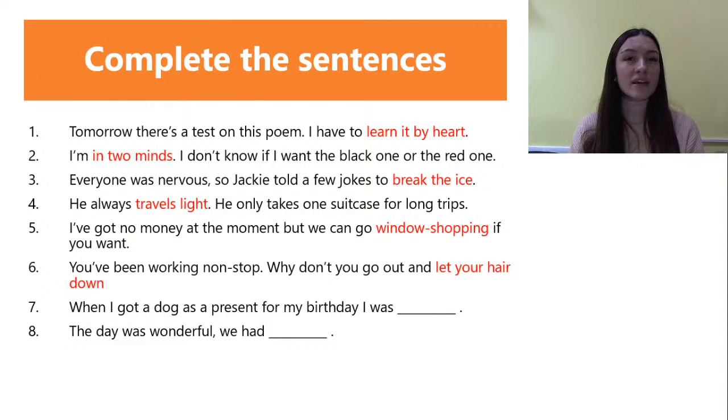7. When I got a dog as a present for my birthday, I was... This is a true sentence about me. I had wanted to have a dog for all my life, but then one day, on my birthday, my friend gave me a dog as a present. I was extremely happy and excited. Yes, that's right. I was on cloud 9. Absolutely. And the last one, number 8.